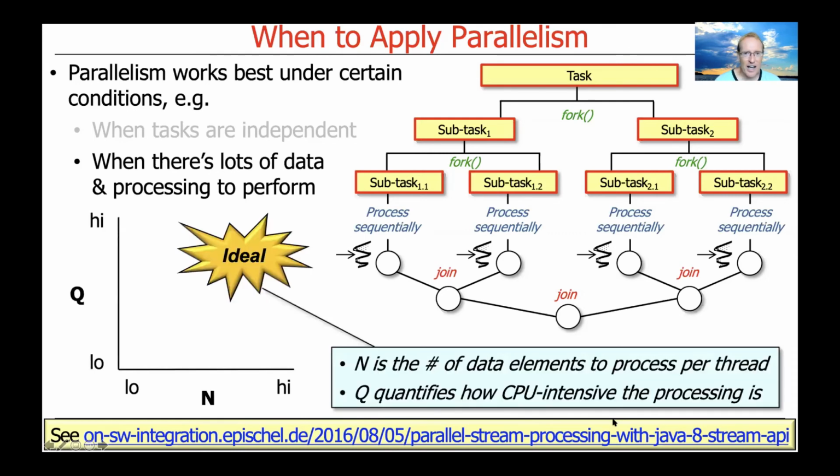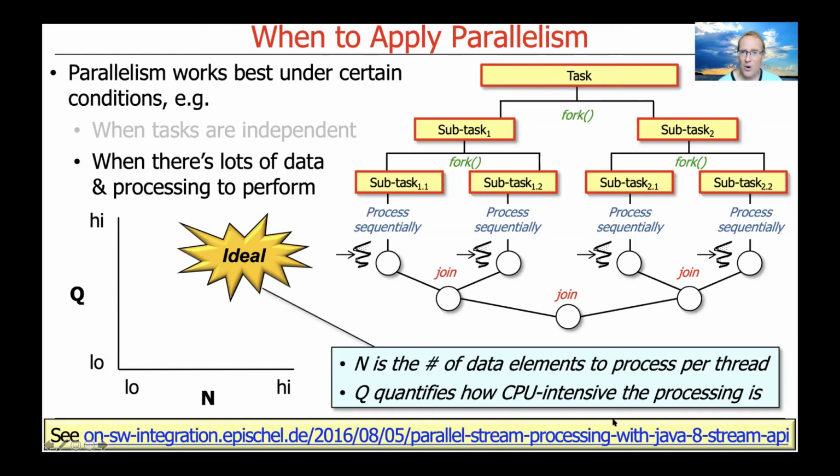Here's a little diagram that graphs the relationships here to make this point more intuitive. This is something called the N times Q model, which was proposed by Brian Goetz, who's one of the chief software architects for Java. In this model, N is the number of data elements to process, and Q is a quantification of how CPU intensive the processing is. So if N is high, lots of elements, and Q is high, lots of processing, those are the ideal conditions under which parallel processing is going to be beneficial.